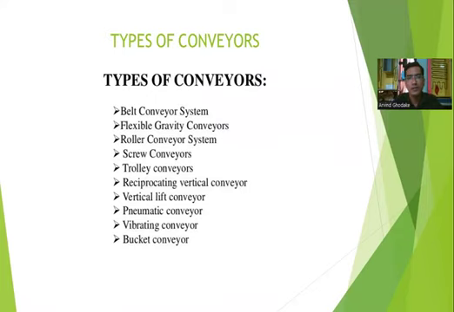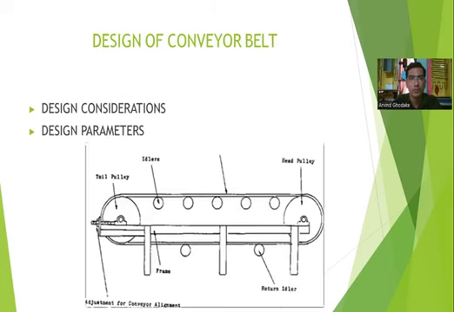Next, what are the different types of conveyors that can be used to handle the materials? Here you can see the various types of conveyors. First is the belt conveyor system. Next are flexible gravity conveyors, roller conveyor system, screw conveyors, trolley conveyors, reciprocating vertical conveyors, vertical lift conveyors, pneumatic conveyors, vibrating conveyors, and bucket conveyors. So these are the various types of conveyors that can be used for the handling of the material.